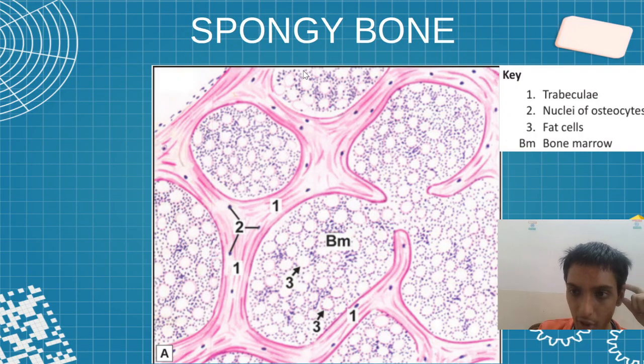Now we'll see the spongy bone. Here we are finding the trabeculae and the nuclei. Trabeculae, the osteocyte nuclei. This is the BM, bone marrow, and surrounding all of this you are finding here the fat cells. This is again the osteocyte nuclei.